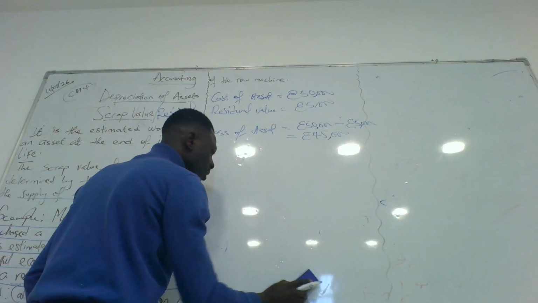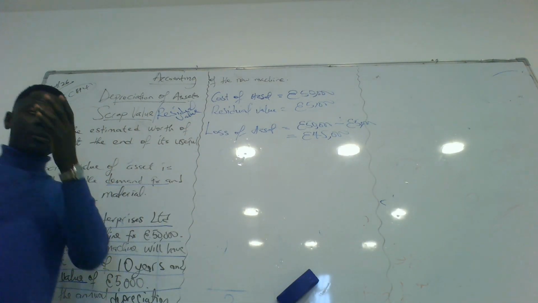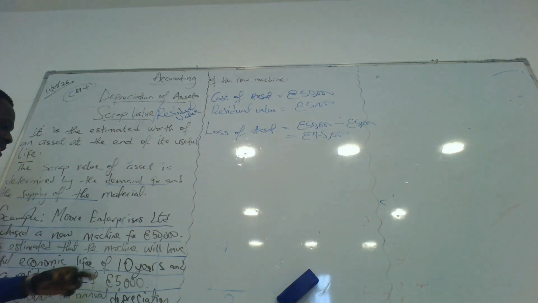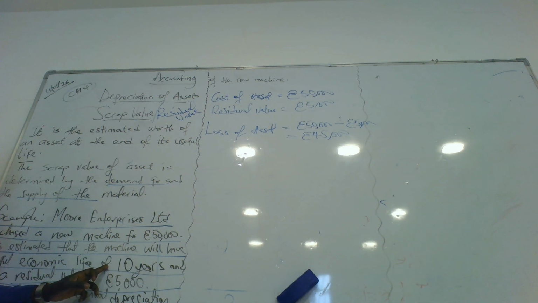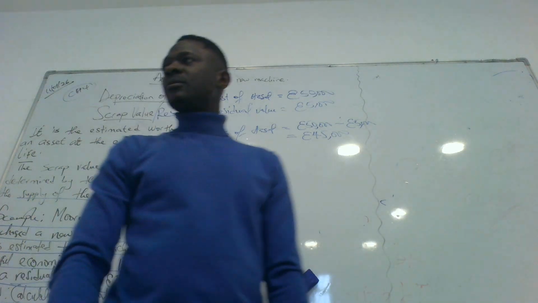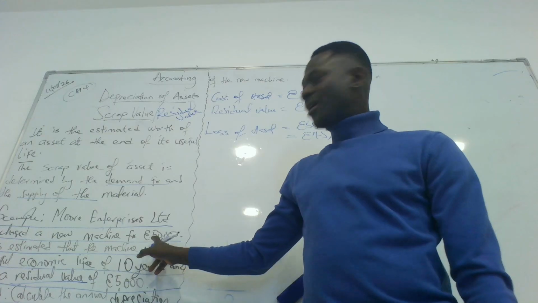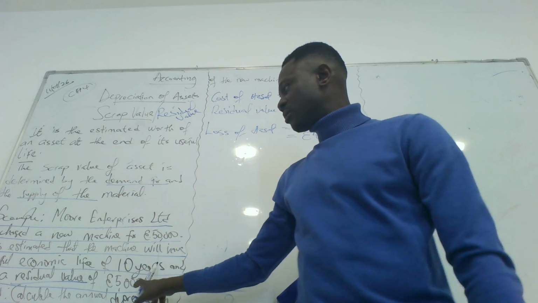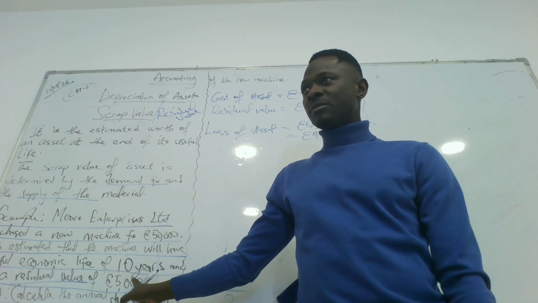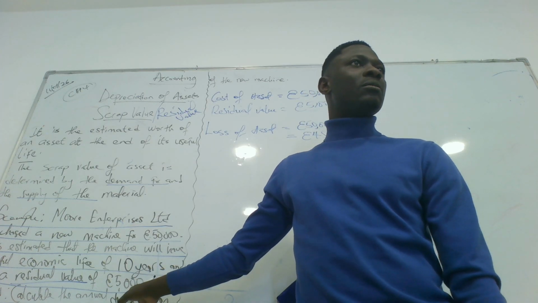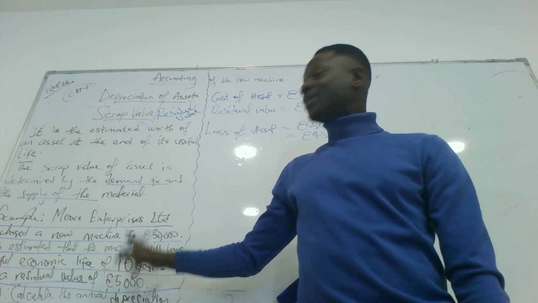So residual value is how much the asset is supposed to be worth after the economic life of 10 years. The asset is 50,000. At the end of 10 years, it's going to be sold for 5,000. So how much has the asset lost in value? 45,000. So that is the loss of the asset.